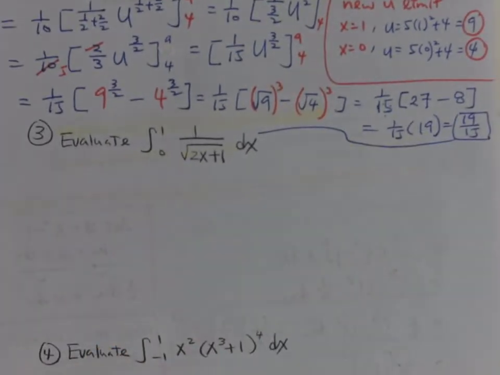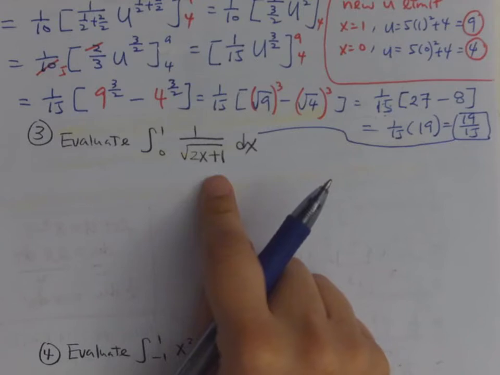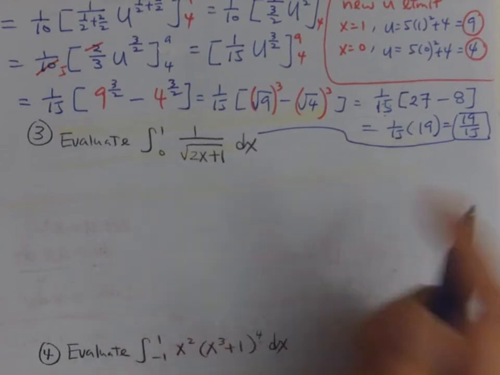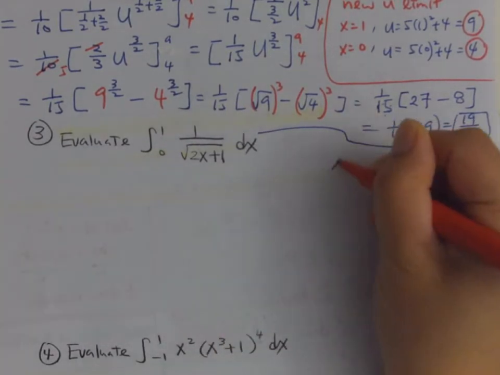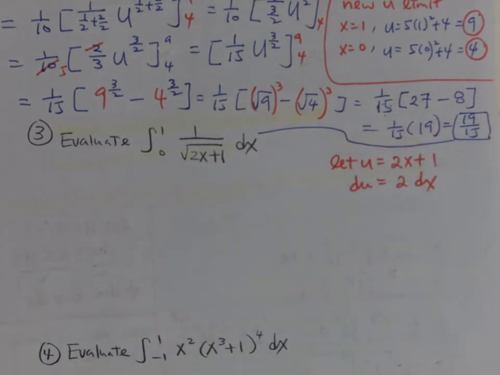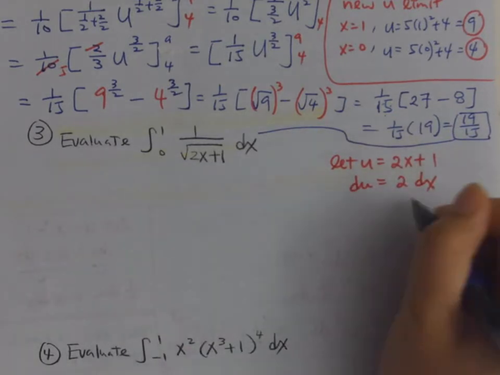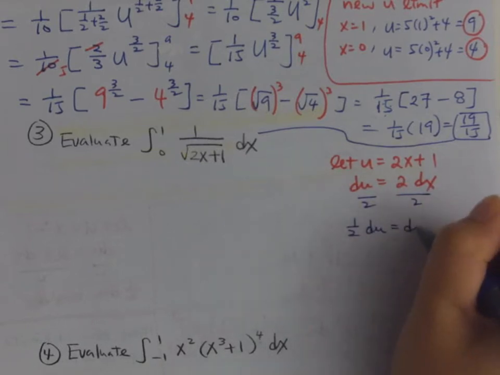Again, it also has a square root, which is 1/2 power, but this time it's in the denominator, so it will turn into a negative 1/2, right? So let's see. Let u equal 2x plus 1, then du is going to be just 2 dx, right? And I don't have a 2 here, so probably I need to move the 2 to the other side. So 1/2 du equals dx.